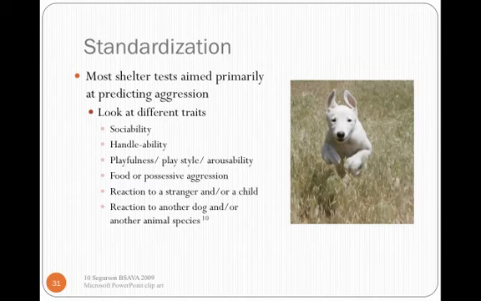Is there evidence of food or possessive aggression that we're picking up? What about reaction to a stranger and potentially a child? Or reaction to another dog or another species? I'm preaching to the choir here, but a lot of these dogs are going home to situations where they're going to be interacting on a regular basis with other dogs, cats, pocket pets, things like that.